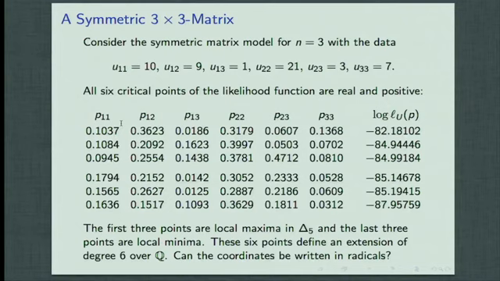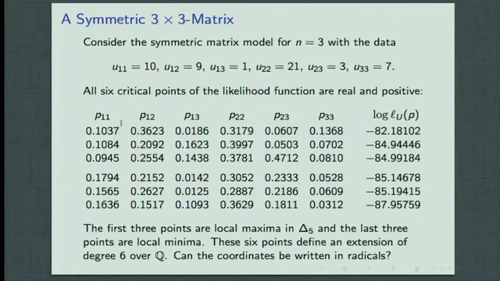Here's a concrete instance. Let's look at 3 by 3 symmetric matrices, and I'm going to pick a particular data set. This U11 is 10, 9, 1, 21, 3, 7. Let's pretend these are my data. There are 6 complex critical points. In this example, Marcus, all complex critical points happen to be real and positive. I chose the data to have this property. Here they are, they are the rows. These are positive real numbers that sum to 1 in each row.